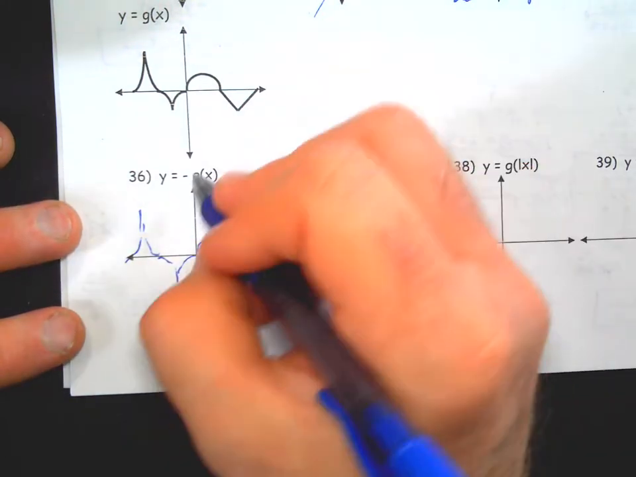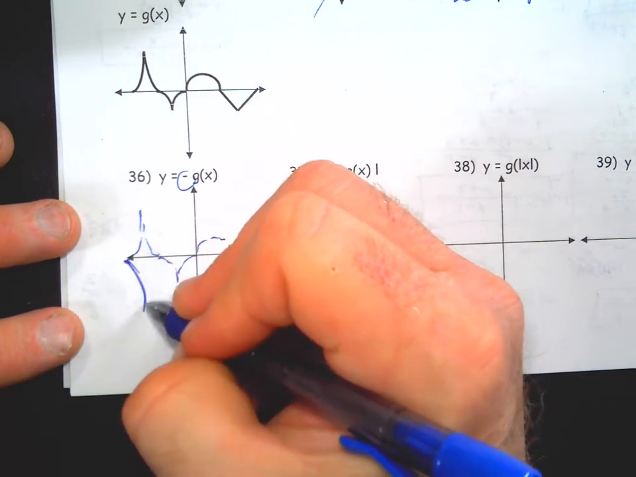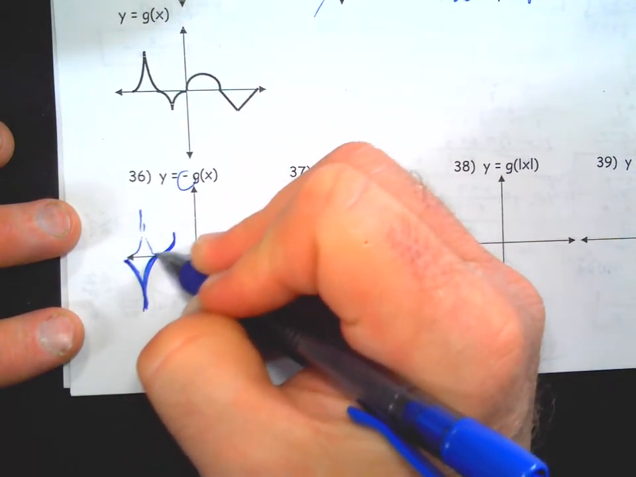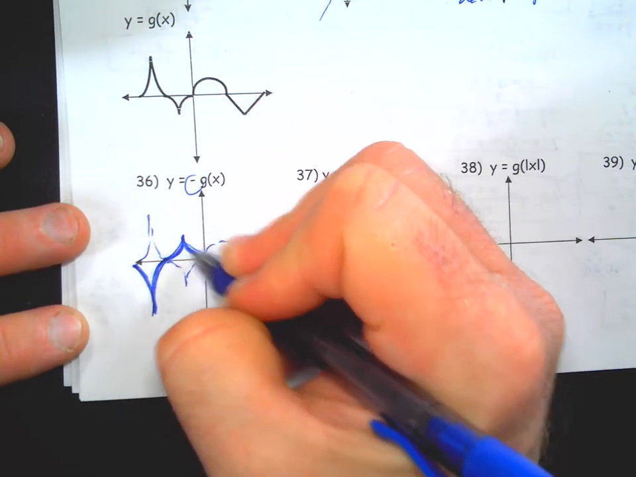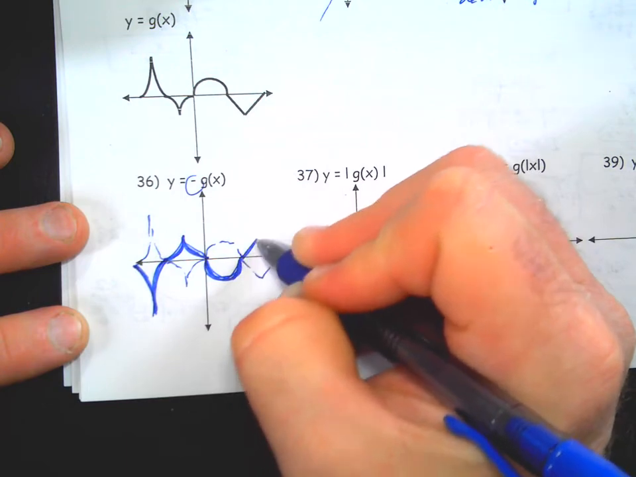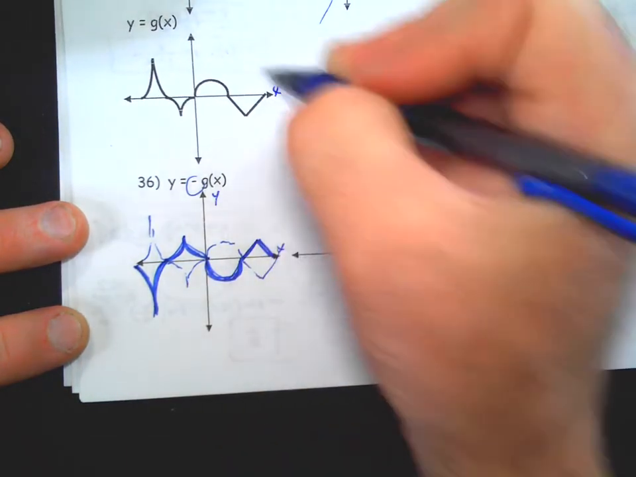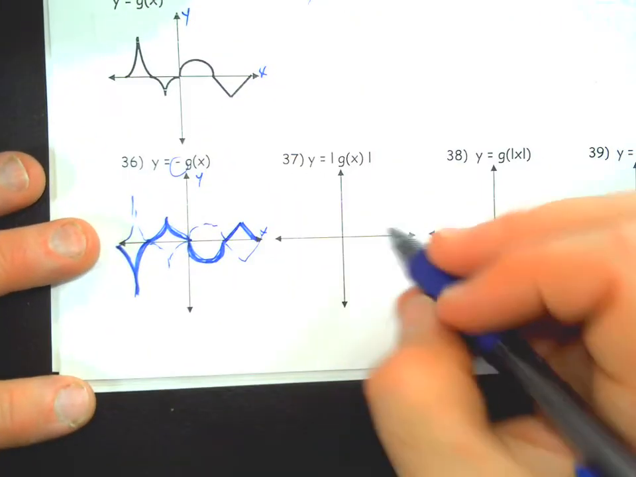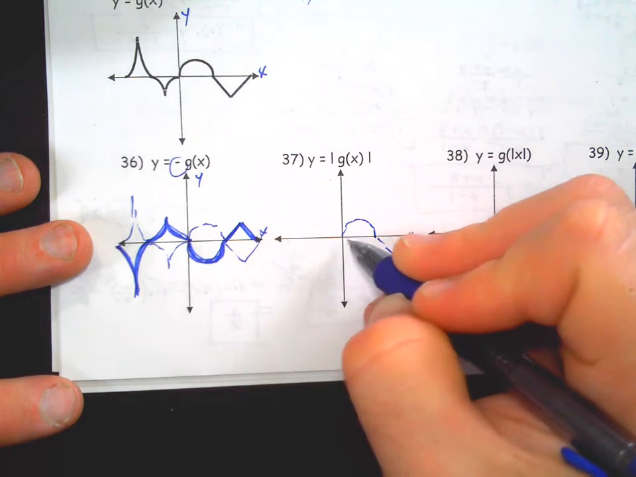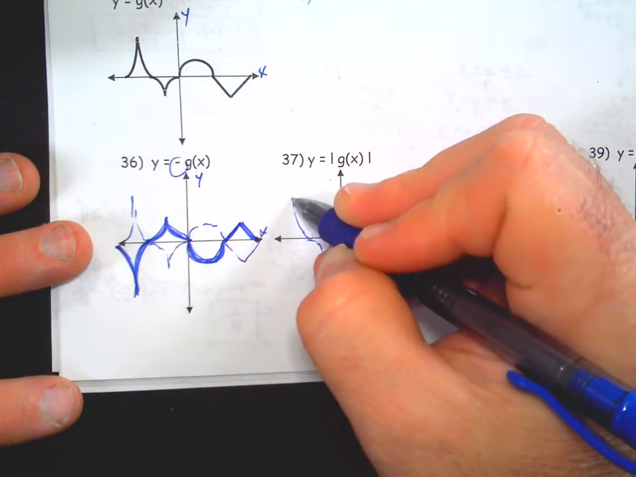Okay. The negative flips everything upside down, right? So that's going to be like that. That's going to be like that. That's going to be like that. And that's going to be like that. Okay. Next one, we could just sketch it out real quick, like the parent functions we usually do.